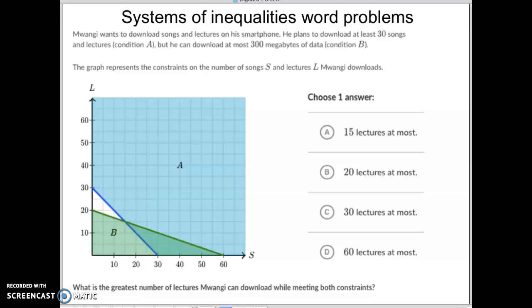All right, intermediate algebra students, this is your last video for the inequalities unit. On this one, it's called Systems of Inequality Word Problems.